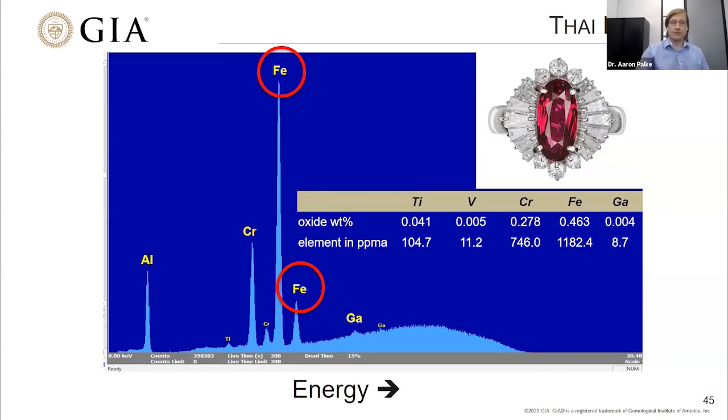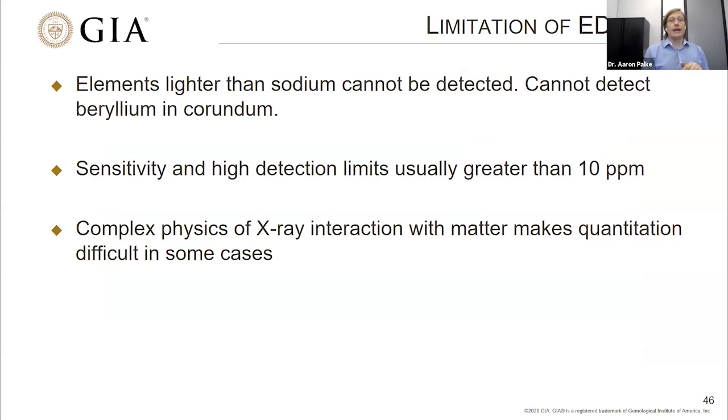Now, some of the limitations with X-ray fluorescence are that elements lighter than sodium can't be detected. So, for instance, one of the big things in the laboratory right now are beryllium-diffused sapphires. You would not be able to identify beryllium-diffused corundum with an X-ray fluorescence device because beryllium is such a light element that it doesn't get detected very well using X-ray fluorescence.